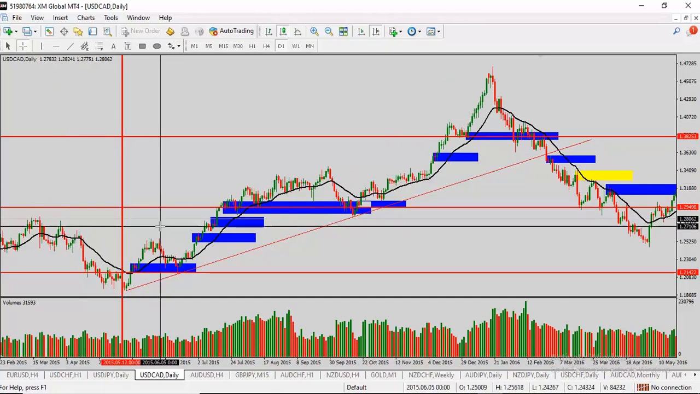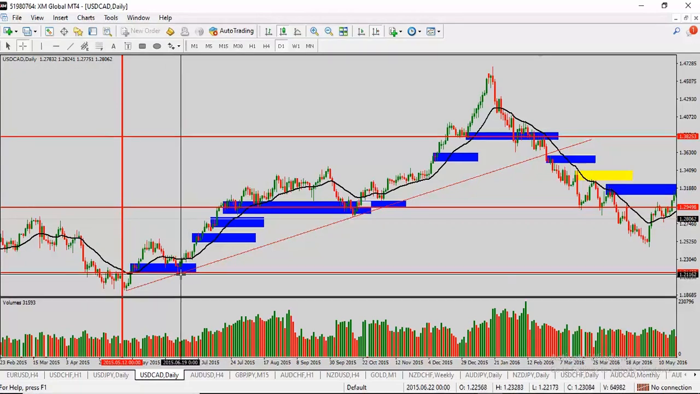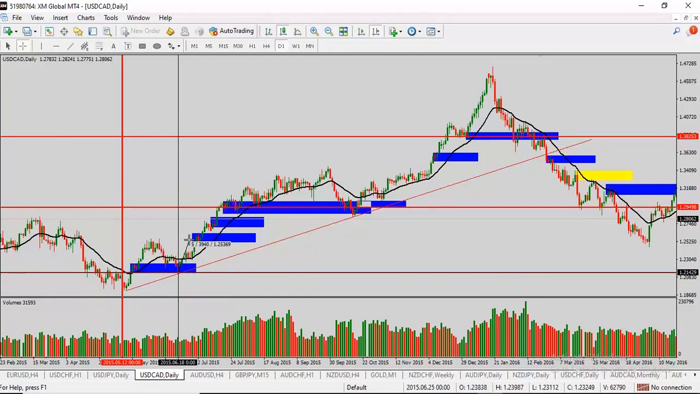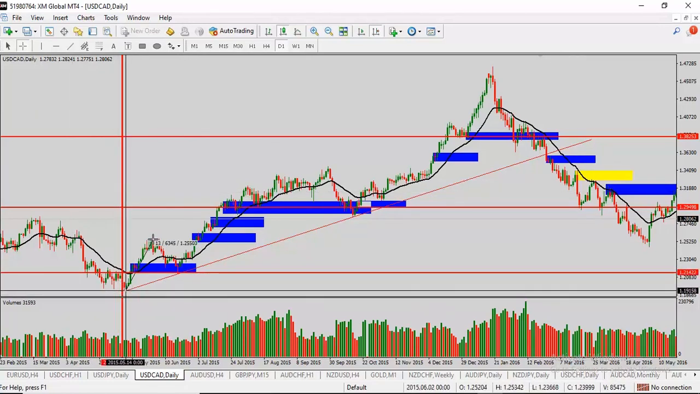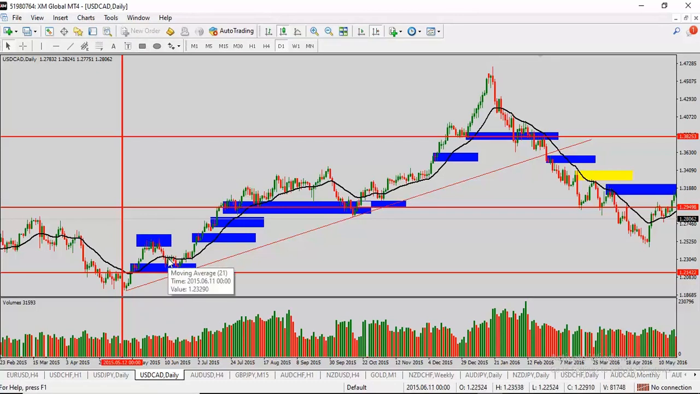Now I will take this for example. We have a move from here up to this particular place. Okay, let's start from the low. Now we have the low from here, price went higher. Now when it got to this particular area, we notice that it retraces back down to the moving average level and the order block.